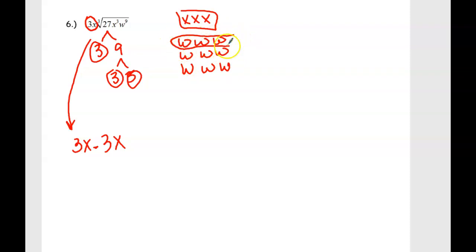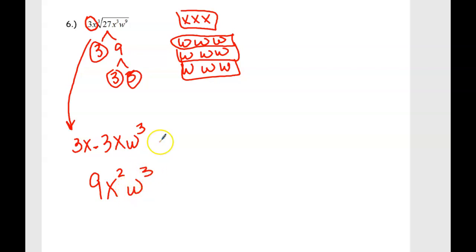Okay, with the variable, if we had 3 x's, there would just be a group of 1, so x to the 1st power. And if we had 9 w's, 3, 4, 5, 6, 7, 8, 9, you can see 9 divided by 3 is 3. So our w would be to the 3rd power. We'd multiply this out and we'd get 9x squared w to the 3rd. And there would be nothing inside as the radicand, so we just leave it like that.